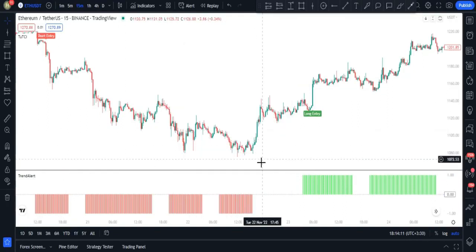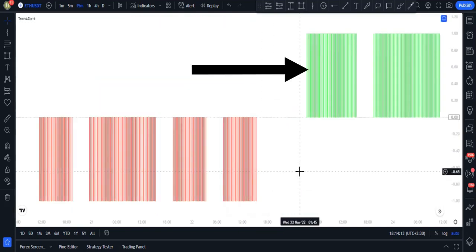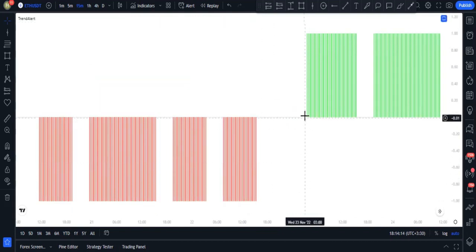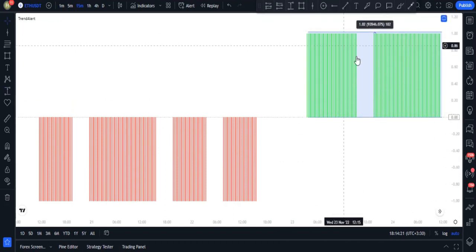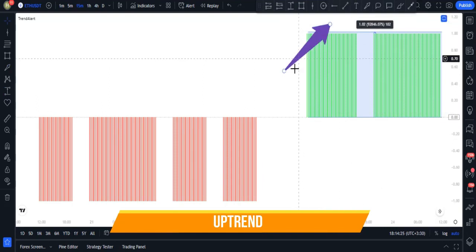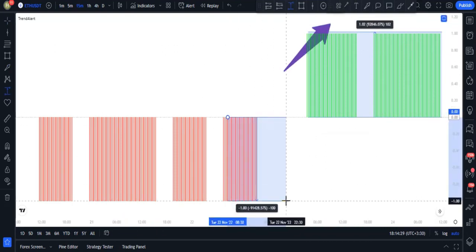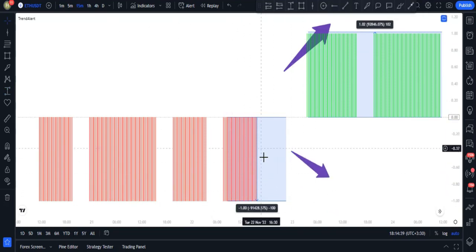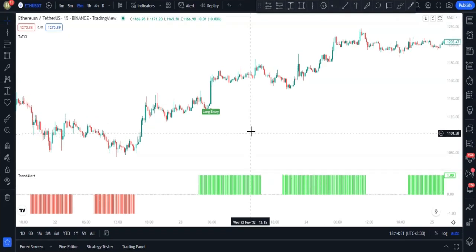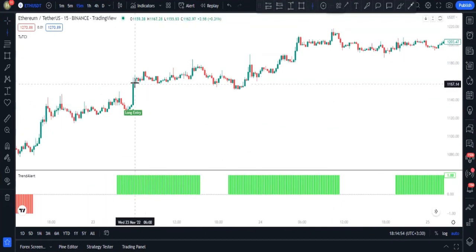The indicator consists of 2 types of histogram, green and red histogram. Whenever the histogram is green and is above the 0 level, this green histogram would be a confirmation for an uptrend market. And whenever the histogram is red and is below the 0 level, this red histogram would be a confirmation for a downtrend market. So now let's understand how we use this indicator on our setup.